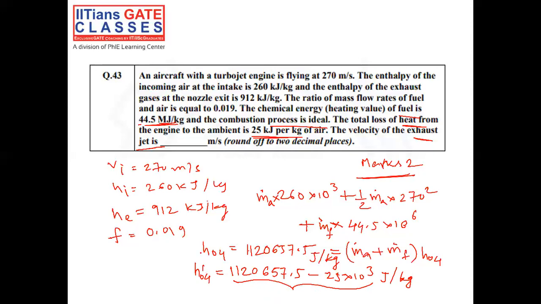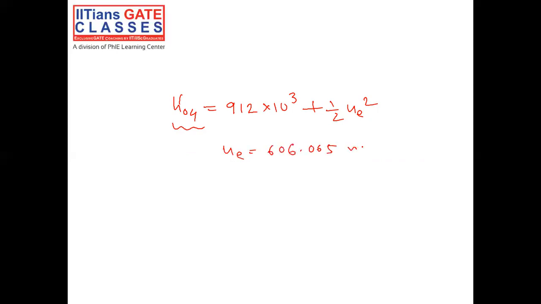If we again do the energy balance equation across the nozzle, this H04 dash will be equal to the enthalpy at the exit of the nozzle, which is given as 920 kilojoule, plus the kinetic energy of the exhaust gas. If we substitute these values, we get 606.05 meter per second. So this is the answer.